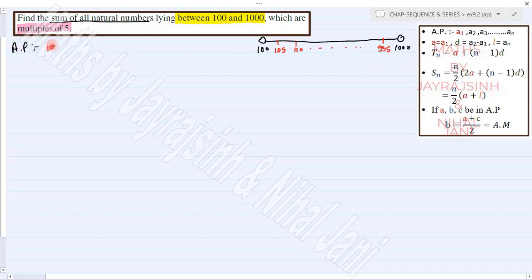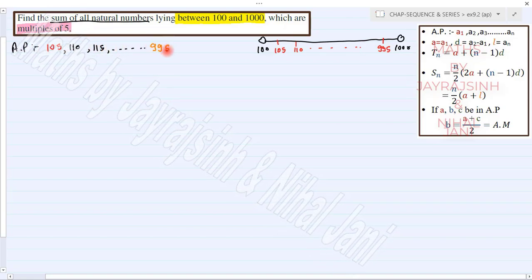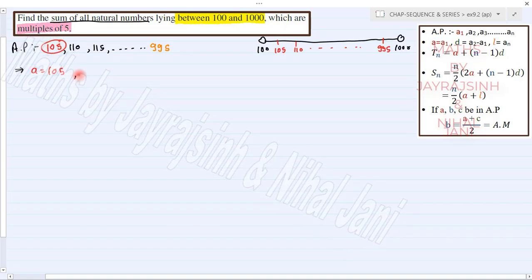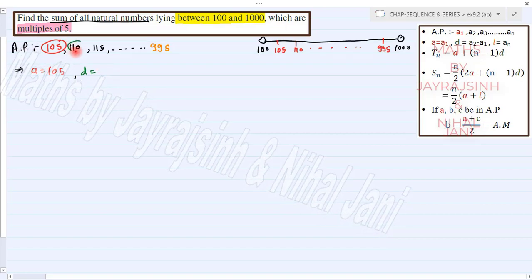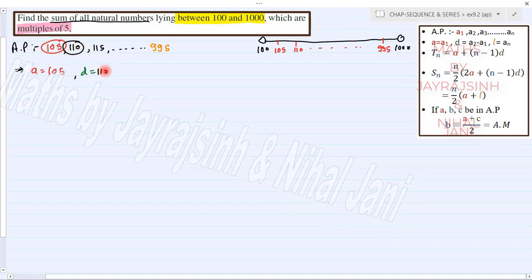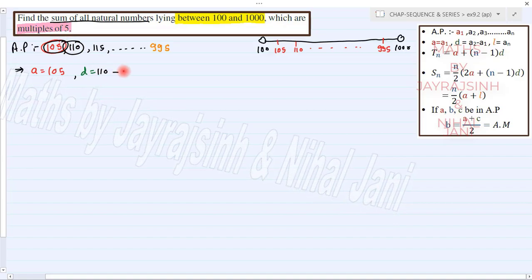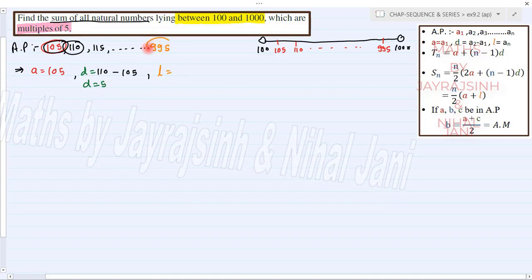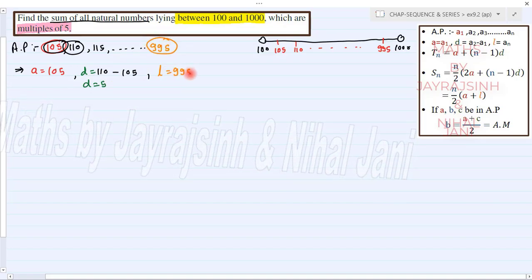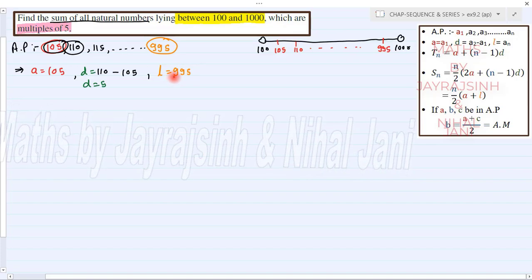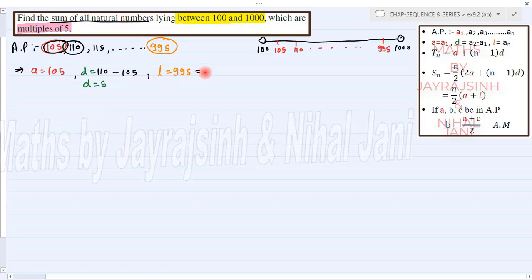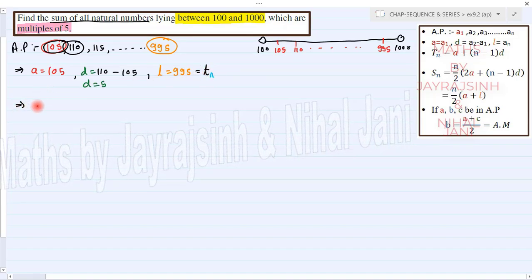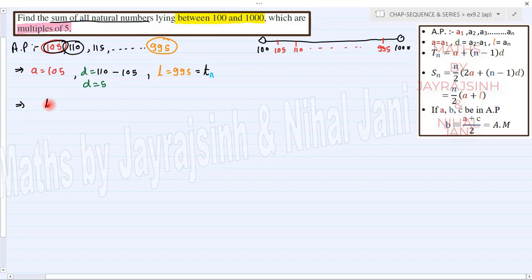So, we can say our sequence is in AP, which has the first term equal to 105, and the common difference between the second term and the first term is 5, and the last term of the sequence is 995. Now, in our next step, we have to find the number of terms, for which we use Tn, which will be helpful in finding the total number of terms.